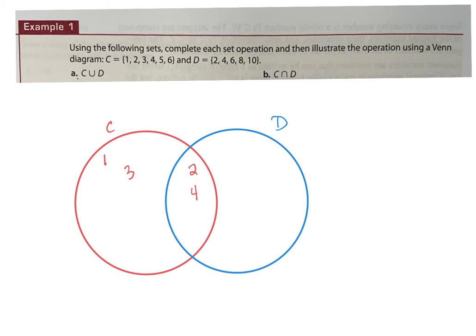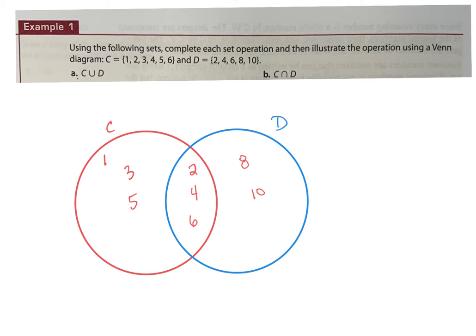What about 5? C, D, or both? C. What about 6? All right. What about 8? D. And what about 10? D. Right? You don't repeat it. You just fill it out where it is. If it's already been accounted for, you don't write it again.